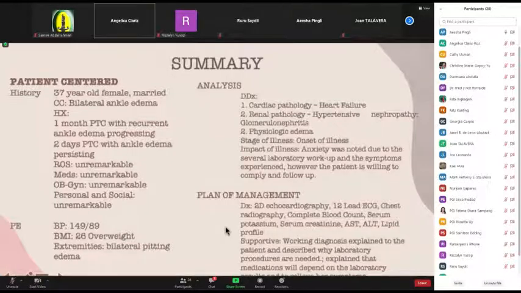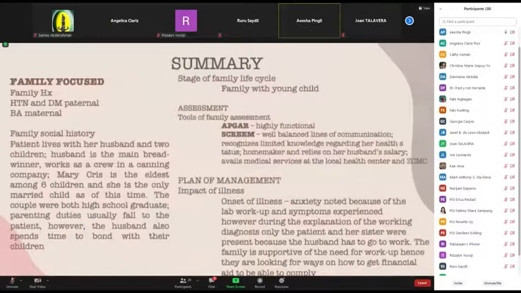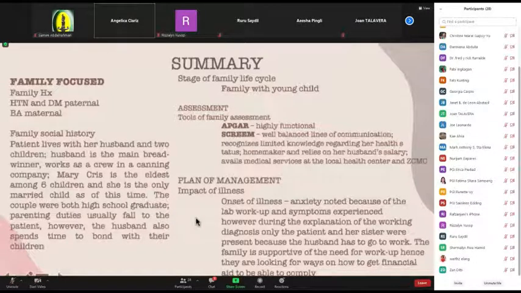So here for the plan of management, for the diagnostics, again, yung mga na-mention kong diagnostics kanina, working diagnosis was explained to the patient and described why laboratory procedures are needed. I also explained the medications will depend on the laboratory results and to relieve her symptoms. For the family focus, I did APCAR and STEAM, however, hindi ko na po siya present kanina kasi this is a clinical case presentation.